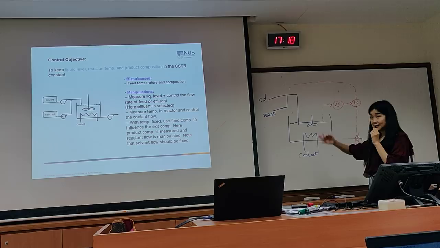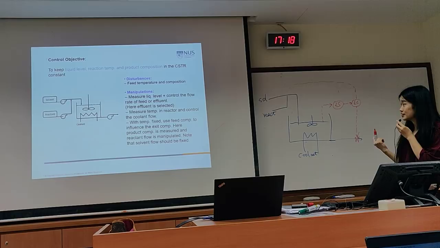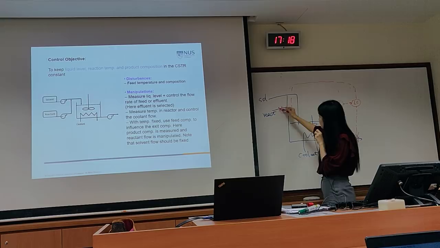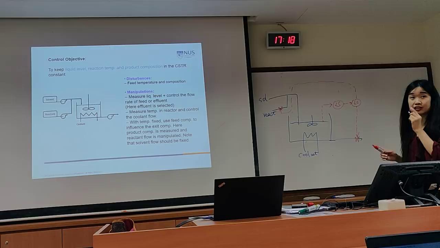You need to make an assumption if something cannot be changed. If we assume the solvent has a fixed flow rate, then you cannot manipulate that, but you can change the valve here. That's also possible for the reactant flow. So for level control, you just change the in or outflow.